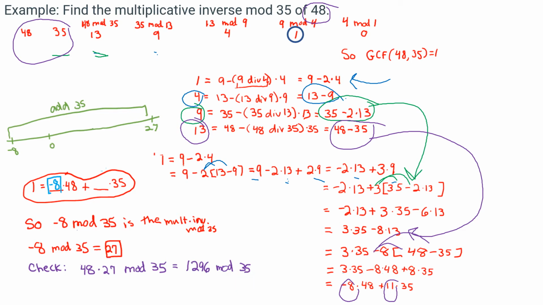48 times 27 is this number here, 1296. We can use a calculator to take 1296 mod 35, and you find that the answer is 1. So yes, that is true. We found the unique multiplicative inverse of 48 mod 35, and the answer is 27.